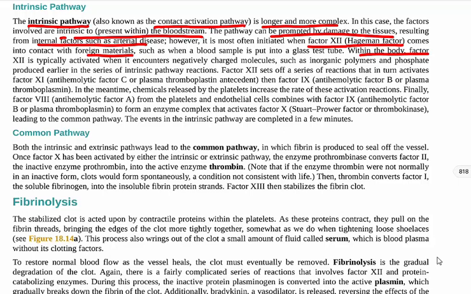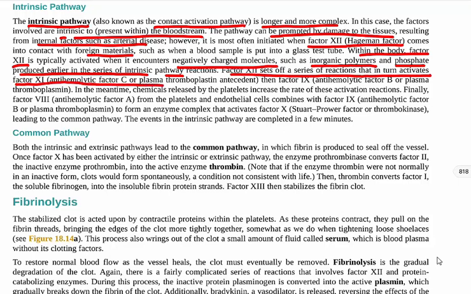Within the body, factor 12 is typically activated when it encounters negatively charged molecules, such as inorganic polymers and phosphate produced earlier in the series of intrinsic pathway reactions. Okay, we're going to talk about this pathway. All right, so factor 12 sets off a series of reactions that in turn activates factor 11, which is anti-hemolytic factor C, or plasma thromboplastin antecedent. Okay, then factor 9, anti-hemolytic factor B, or B thromboplasmin.